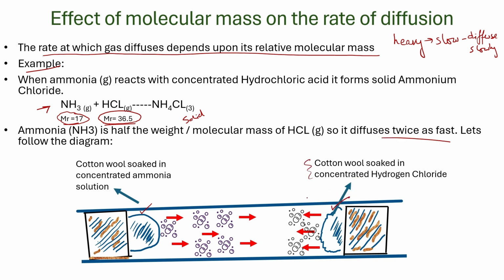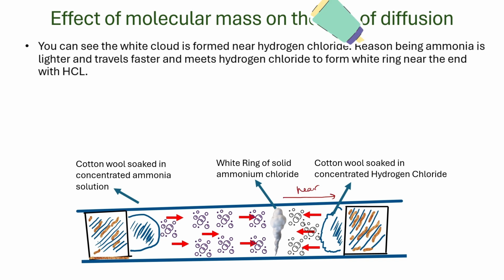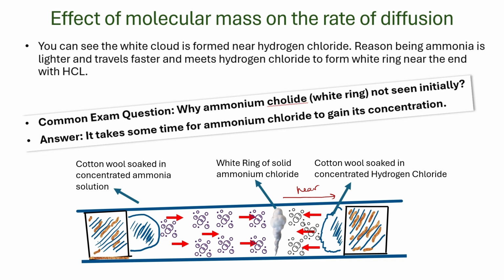The red arrows show that ammonia is diffusing towards the right side and hydrogen chloride is diffusing towards the left side, and they meet at a common point where ammonium chloride solid is written. It's a white ring. We can see that the white cloud is formed near hydrogen chloride, the reason being ammonia is lighter and travels faster, and meets hydrogen chloride to form a white ring near the end with HCl.